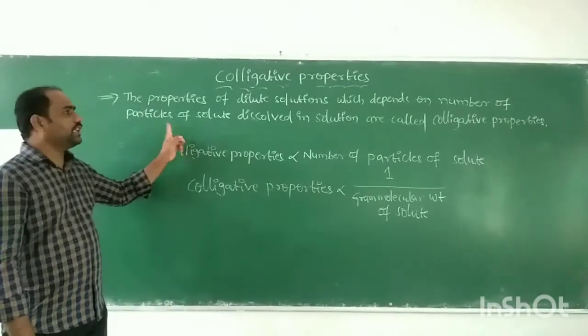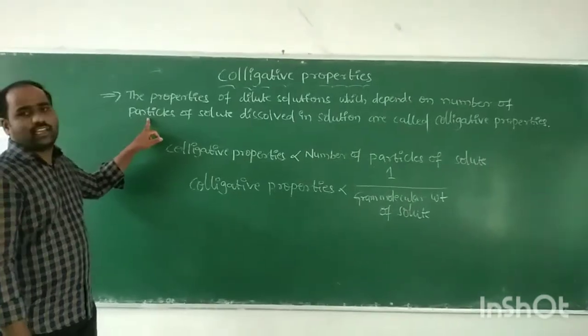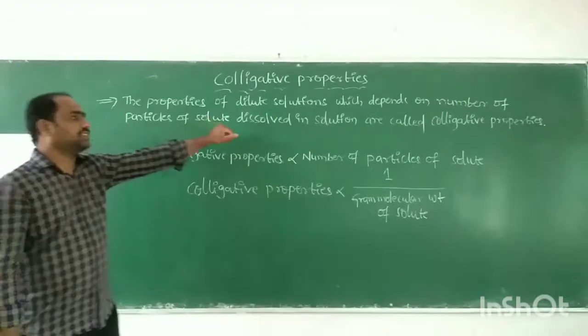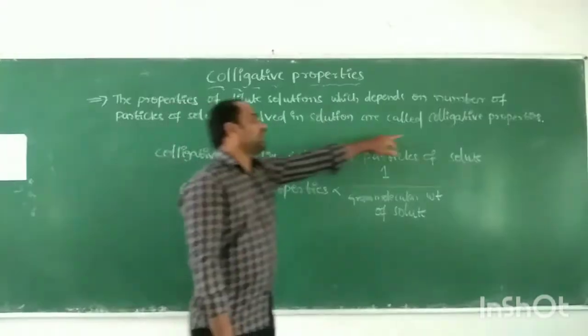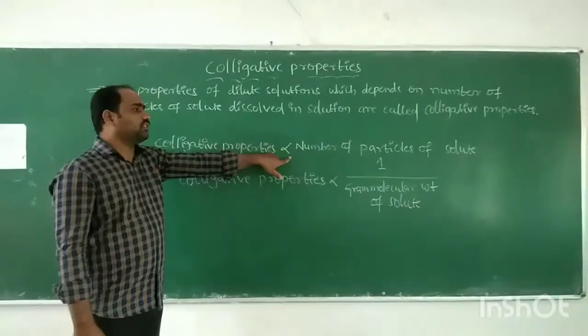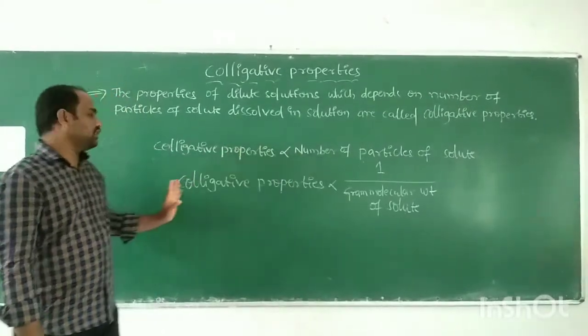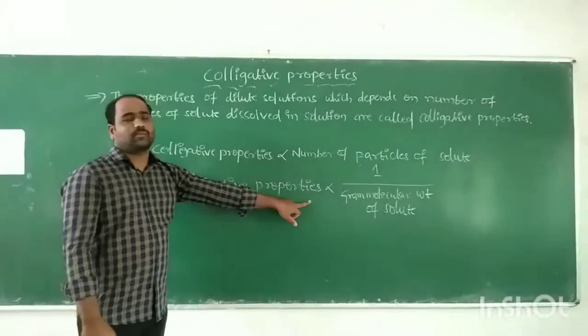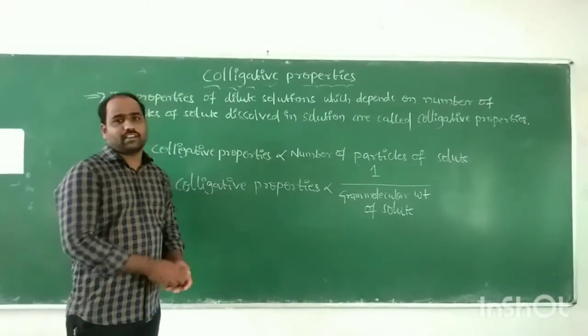The properties of dilute solutions that mainly depend upon the number of particles of the solute present in a solution are nothing but colligative properties. Colligative properties are always directly proportional to the number of particles of solute. Colligative properties are inversely proportional to the gram molecular weight of the solute.